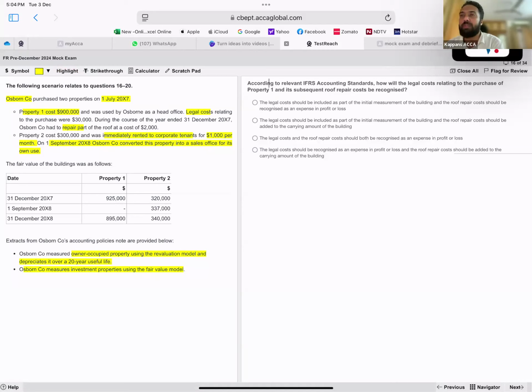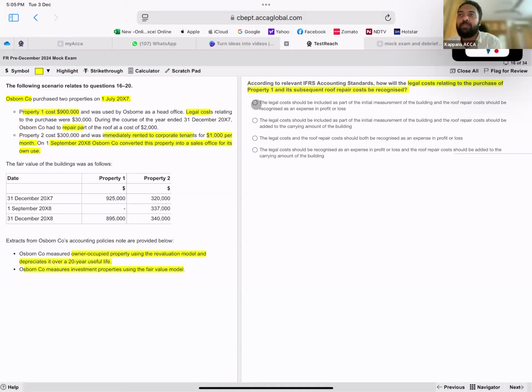Now, please read question 16. According to the relevant IFRS accounting standard, how are legal costs relating to the purchase of property and repair costs recognized? You know that legal costs associated with purchase will be capitalized as part of the asset's initial recognition cost, and repair costs will be expensed to P&L.